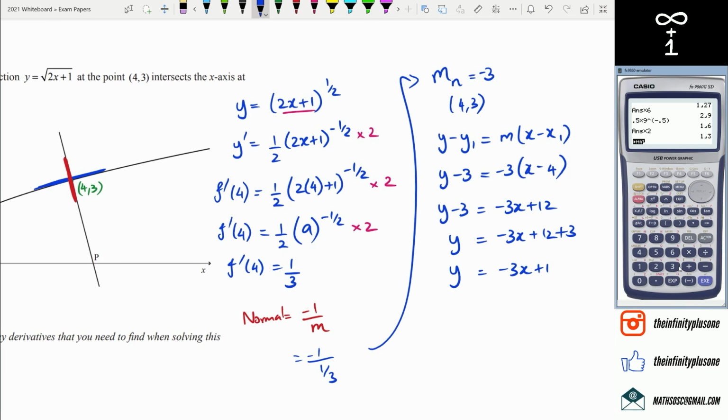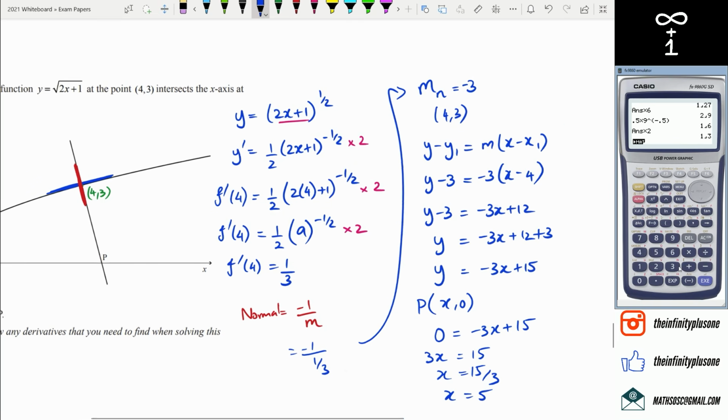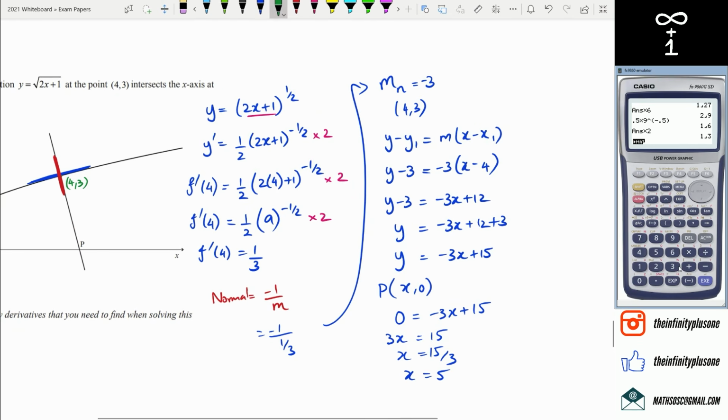Now for point P, they're asking for the x-coordinate. I know the y-coordinate is equal to 0. So I'm going to substitute 0 into this equation, and I'm going to get 0 equals negative 3x plus 15. I can pretty much see that x is going to equal 5. And that's basically it for this question. So correct solution with correct derivative must have correct gradient of normal to justify x equals 5.